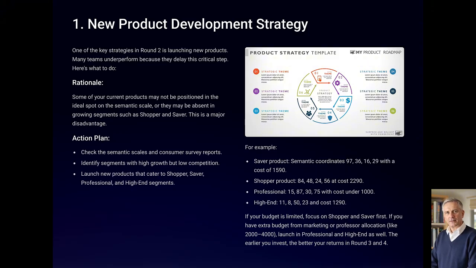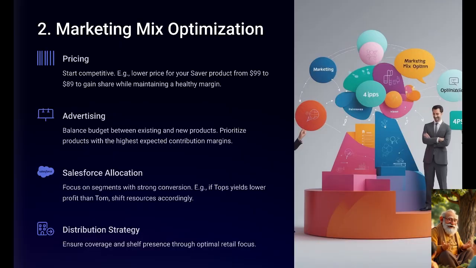If your budget is limited, focus on shopper and saver first. If you have extra budget for marketing or professional allocation, like $2,000 to $4,000, launch in professional and high-end as well. The earlier you invest, the better your returns in round 3 and 4. Marketing mix optimization. Once new products are launched, align your marketing mix accordingly. Pricing, start competitive. E.g., lower price for your saver product from $99 to $89 to gain share while maintaining a healthy margin. Advertising, balance budget between existing and new products.